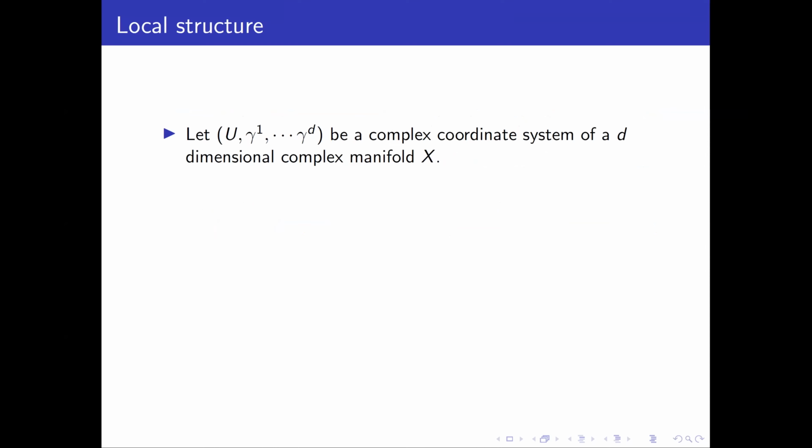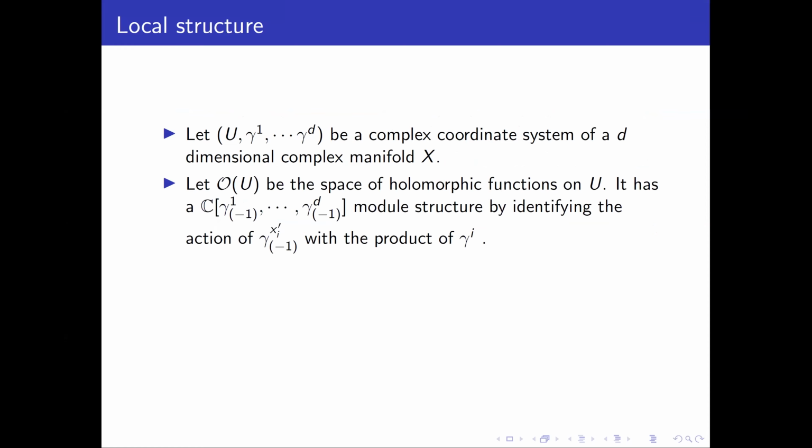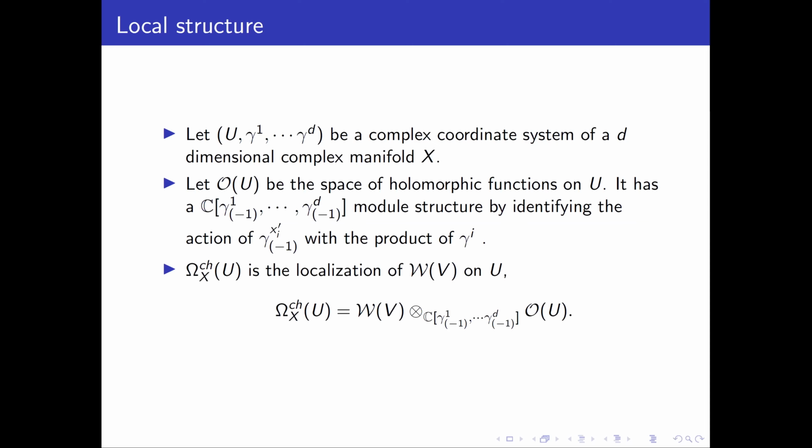Now let U with coordinates gamma be a complex coordinate system of a d-dimensional complex manifold. Now let O(U) be the space of holomorphic functions on U. It will have a C[gamma_1 to gamma_d]-module structure just by identifying the action of negative modes of gamma_i with the product by gamma_i. Then the space of sections on U is the localization of W_V on U. It's the tensor product of the beta gamma bc system with the holomorphic functions on U.